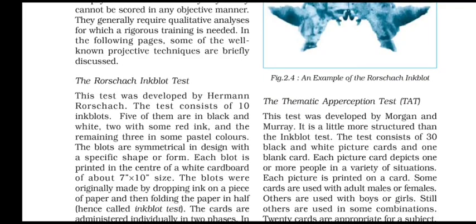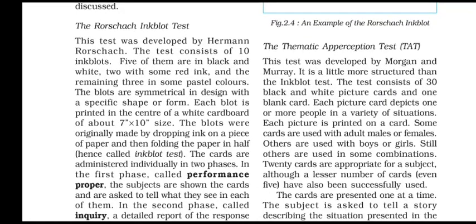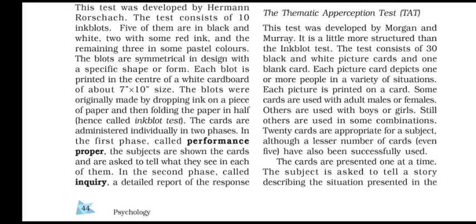The Rorschach Inkblot Test. This test was developed by Hermann Rorschach. The test consists of 10 ink blots. 5 of them are in black and white, 2 with some red ink, and the remaining 3 in some pastel colors. The blots are symmetrical in design with a specific shape or form. Each blot is printed on the center of a white cardboard of about 7 inch by 10 inch size. The blots were originally made by dropping ink on a piece of paper and then folding the paper in half.